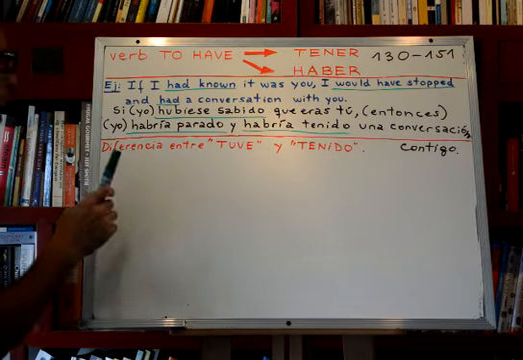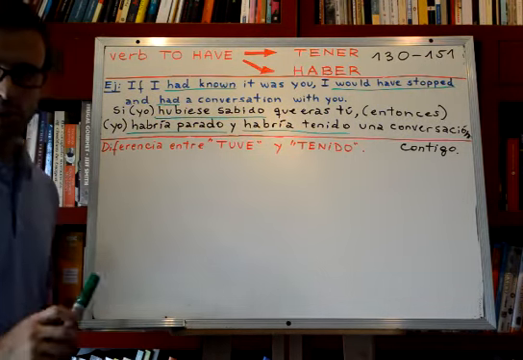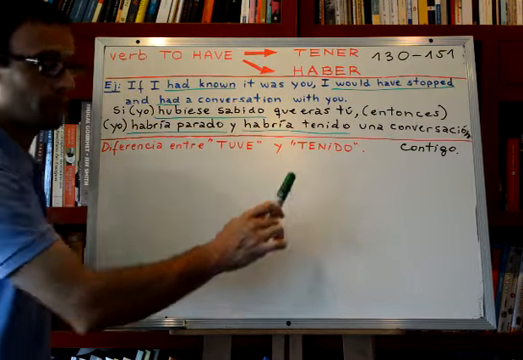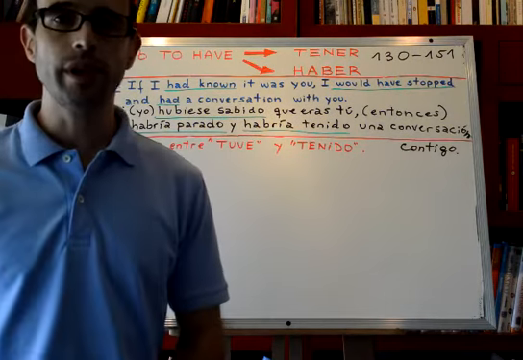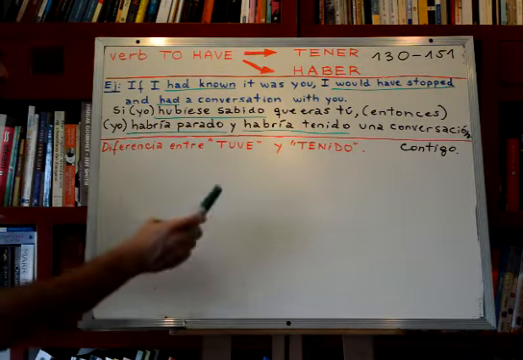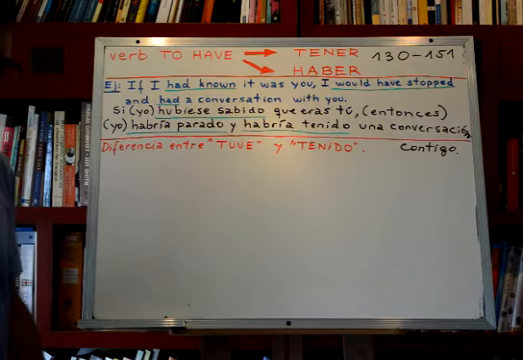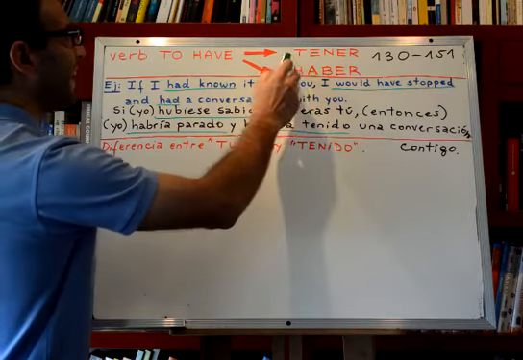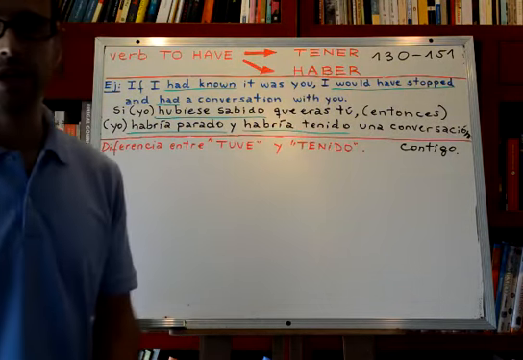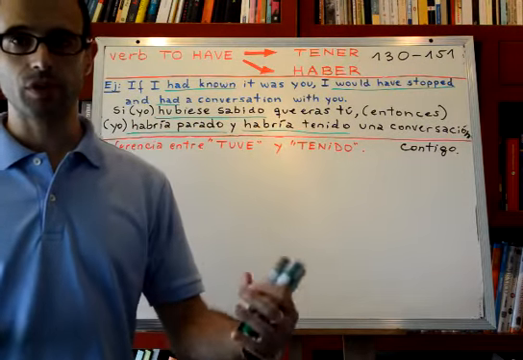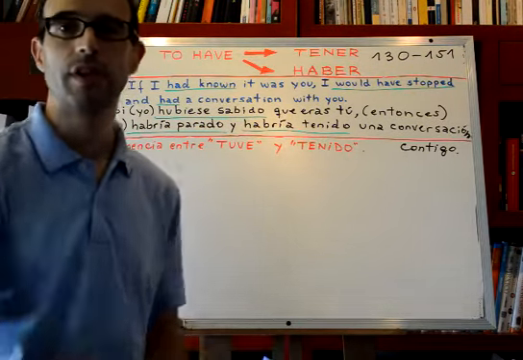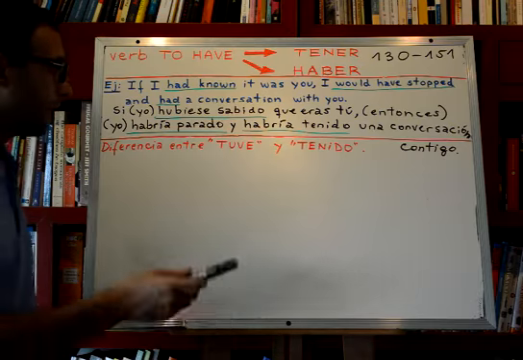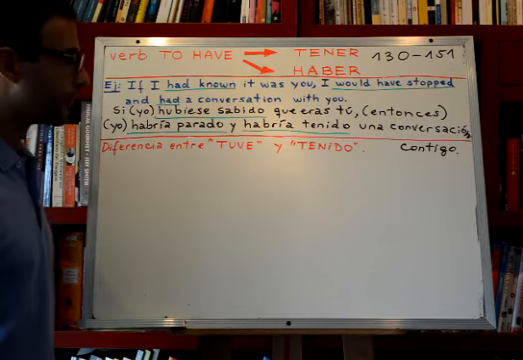Ahora, otra duda que tenía nuestro amigo Maurice era la diferencia entre tuve y tenido. La diferencia entre tuve y tenido. The difference between tuve and tenido. Okay? So both are conjugations of the verb tener, to have. But tener is to have, meaning possession. I have something. You have this. He has that. Okay? Means possessing something. So then, what's tuve and tenido?